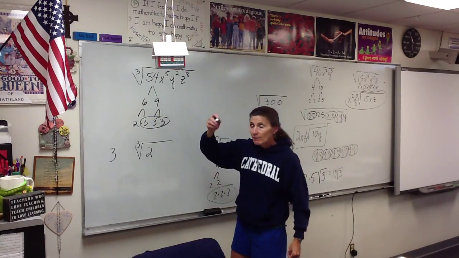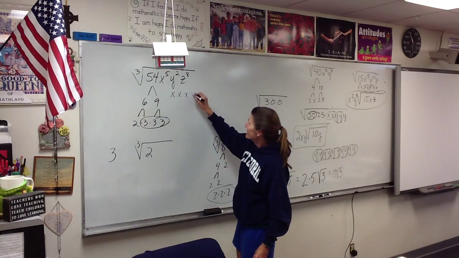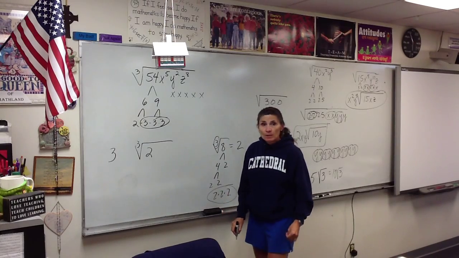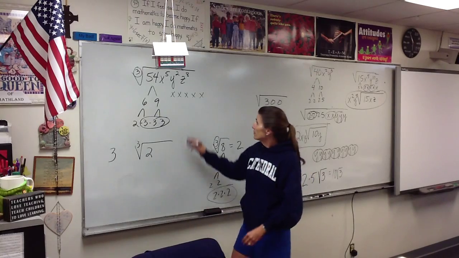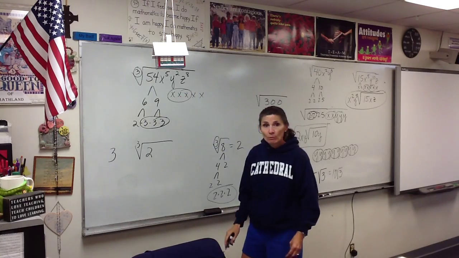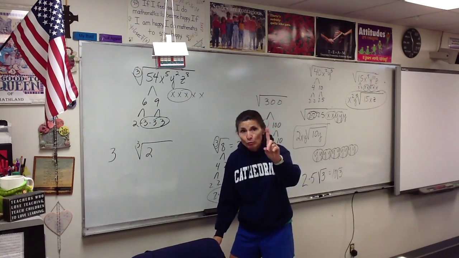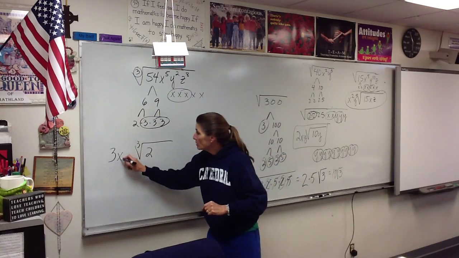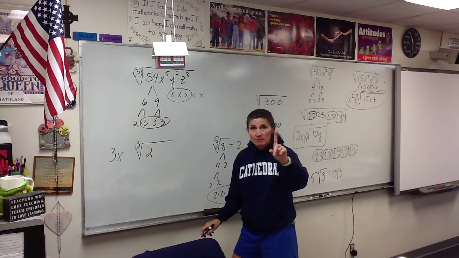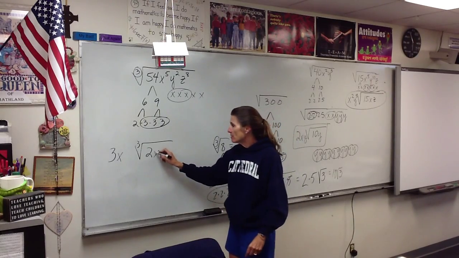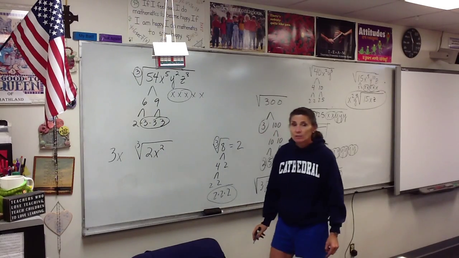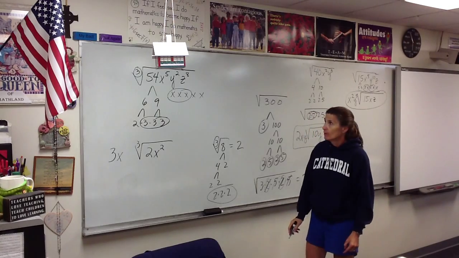Same thing with your letters. You have 5 X's. You are looking for groups of 3. There's a group of 3. There's only one group of 3. So out will come 1x. Anything left over has got to stay under the radical. So there's 2 extras that are still under the radical.